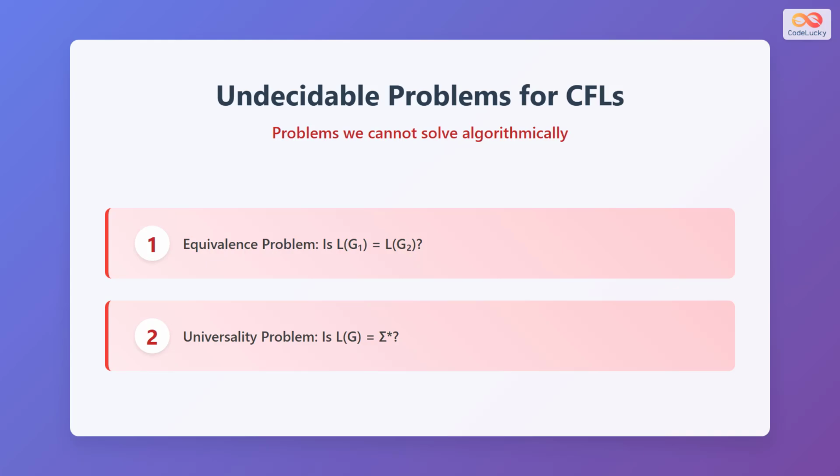Let's explore undecidable problems for context-free languages. These are problems for which no algorithm exists that can always provide a correct yes or no answer. First, the equivalence problem, determining whether the language generated by context-free grammar G1 is equal to the language generated by context-free grammar G2, or whether L of G1 equals L of G2. Second, the universality problem, determining whether the language generated by a context-free grammar G is equal to the set of all possible strings over the alphabet, or whether L of G equals sigma star.